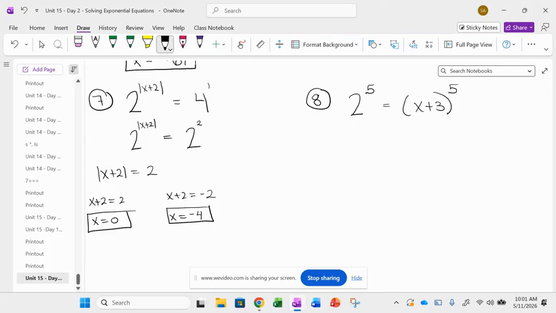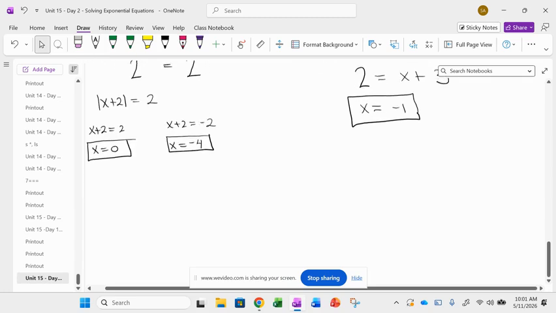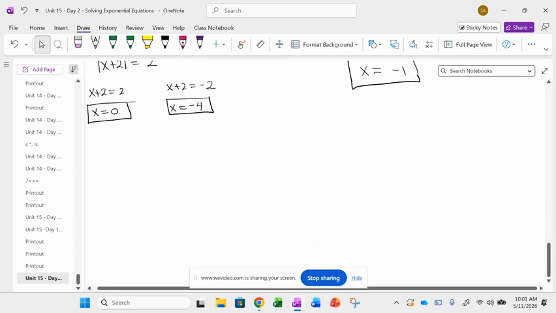So now my equation is going to be 2 is equal to x plus 3. Because my exponents were equal in this equation, my bases also have to be equal. So what is x equal? Negative 1. You guys try this one on your own.